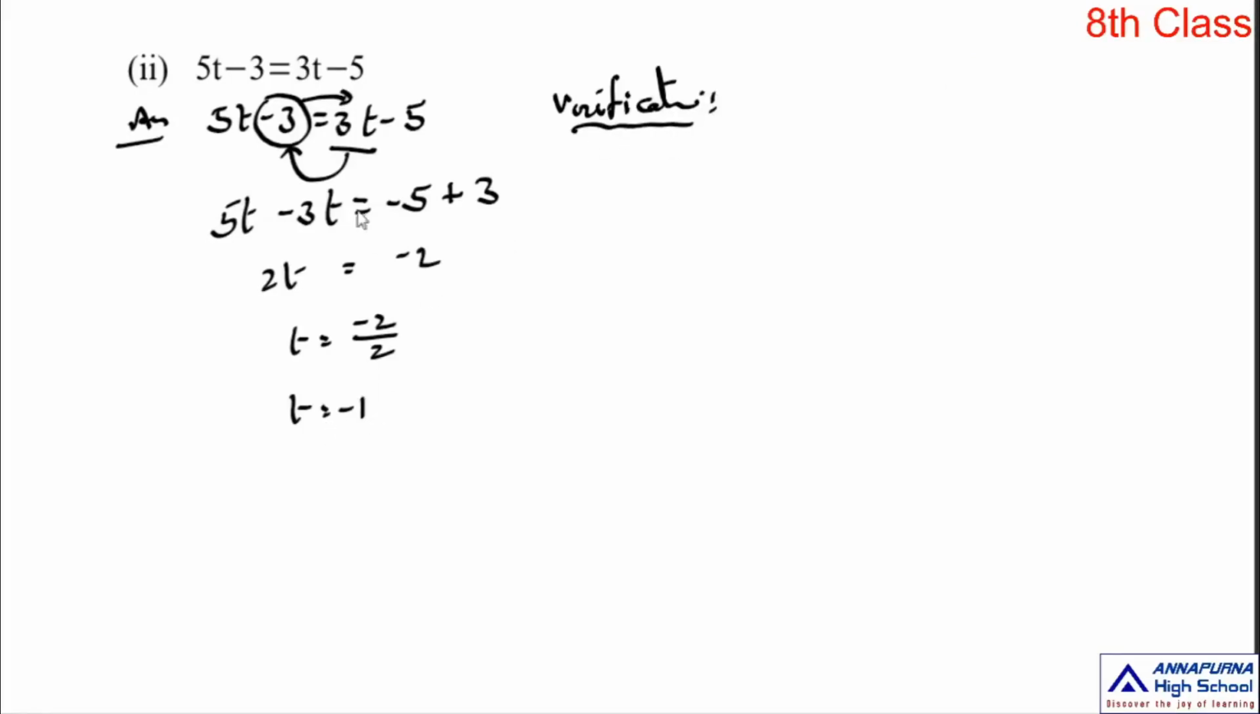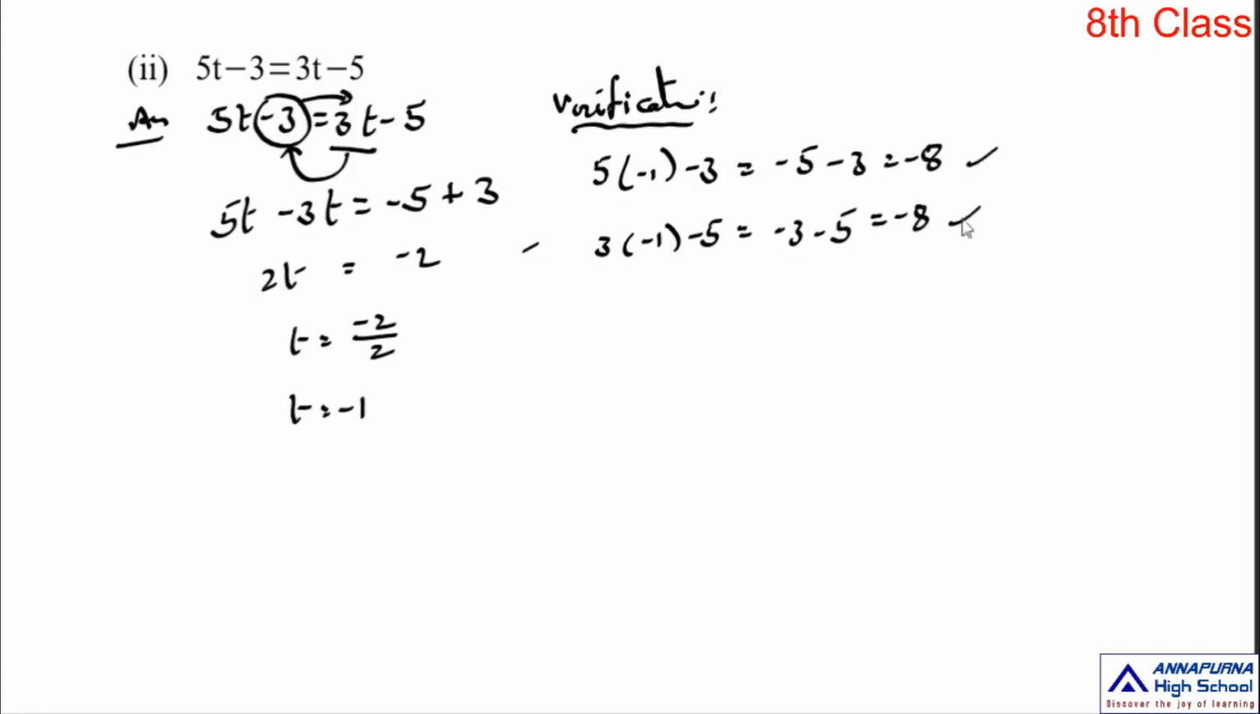So substitute this t value in the left side. The left side is 5 into t minus 3. So 5 into minus 1 minus 3 is equal to minus 5 minus 3, which is equal to minus 8. And substitute the same value in the right side. 3 into minus 1 minus 5 is equal to minus 3 minus 5, which is equal to minus 8. So we got the same result. Now t is equal to minus 1 is the required solution of the given equation.